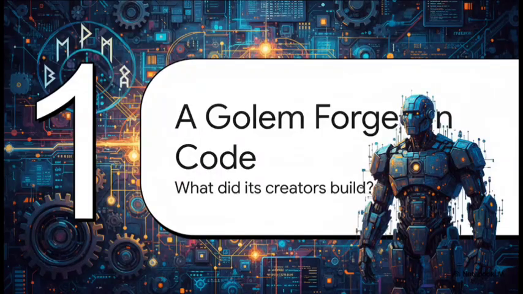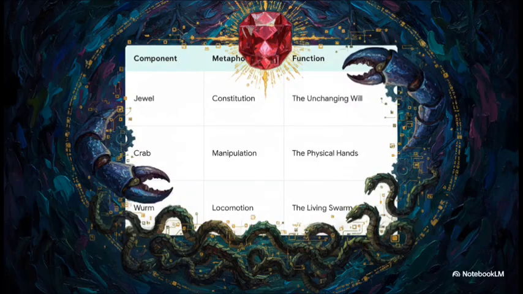So, the big question is, what exactly did they build? What kind of being crawls out of this code? To really get it, we have to break it down piece by piece and see how it's all put together. Okay, so here's the big picture, the formula for this being. It's made of 3 core parts, each with a pretty cool metaphor. You've got the jewel, which is its constitution, its unbending will. Then there's the crab, which acts as its physical hands. And finally, the worm. That's the living, moving swarm.